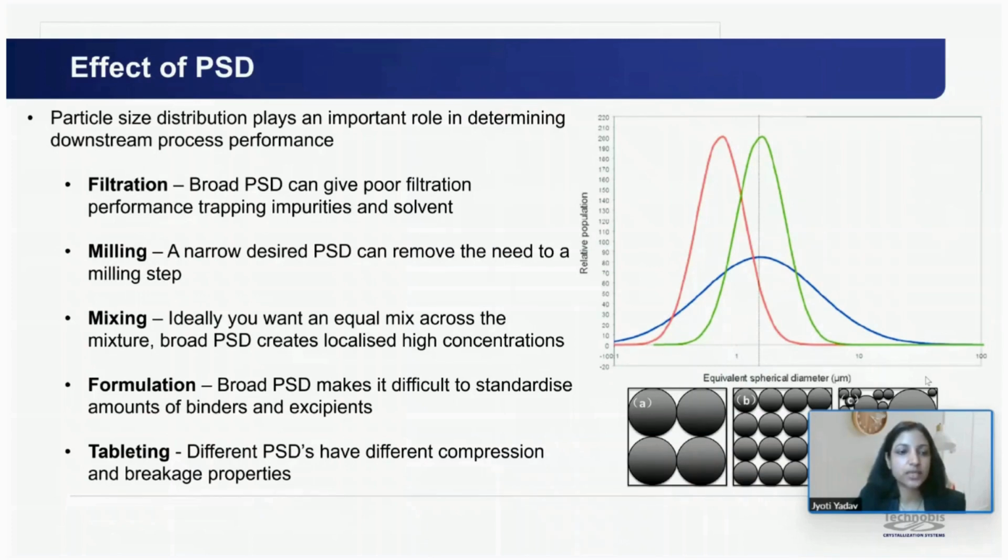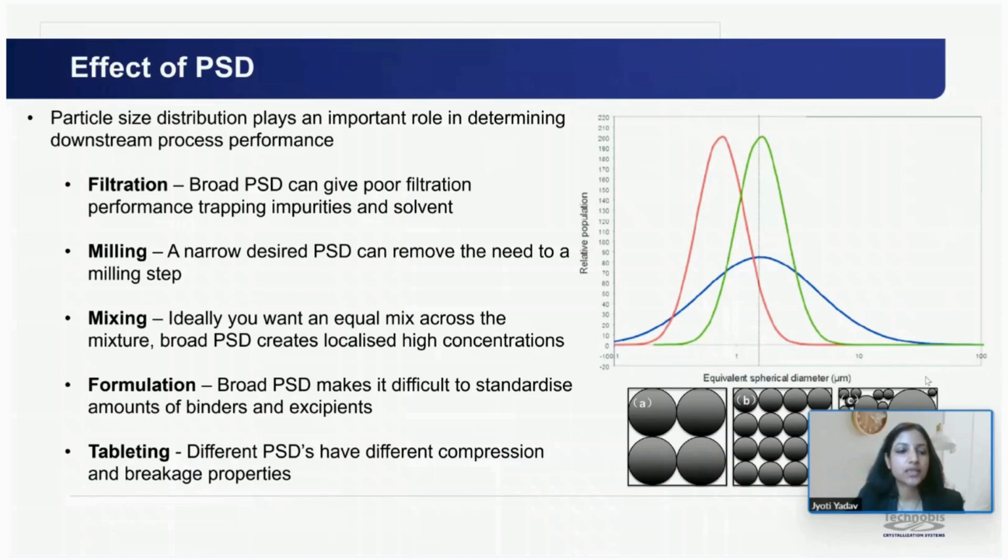Then milling. Milling is required to reduce the particle size and have uniformity in the particle size distribution. But during crystallization, if you are able to achieve the desired particle size, then the milling process can be removed and it can be cost effective. Then mixing is affected by the particle size distribution. A broader particle size distribution results in unequal mixing and creates localized high concentration.